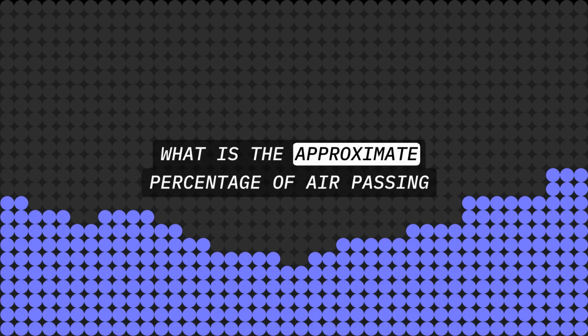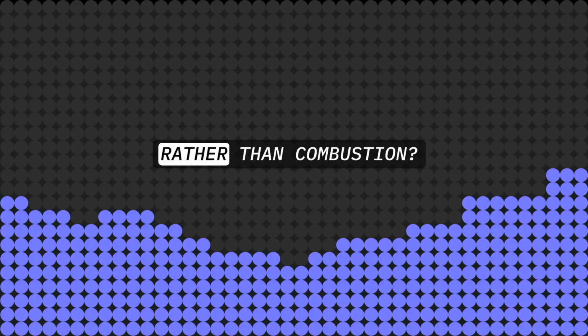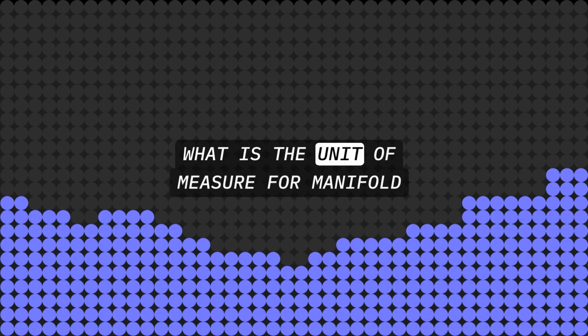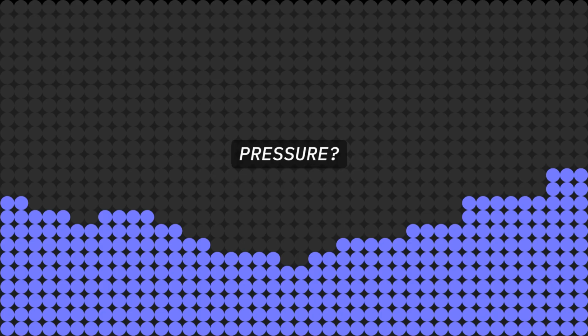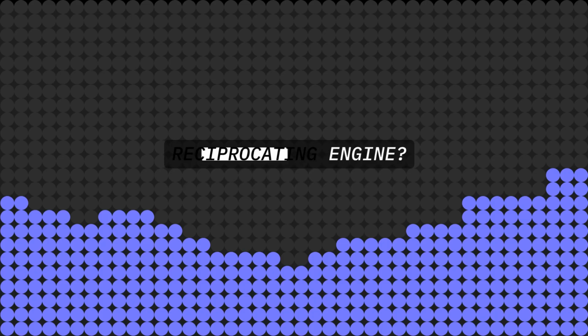What is the approximate percentage of air passing through a turbine engine that is used for cooling rather than combustion? 75%. What is the unit of measure for manifold pressure? Inches of mercury. Other than cooling fans, how else can you cool a reciprocating engine?